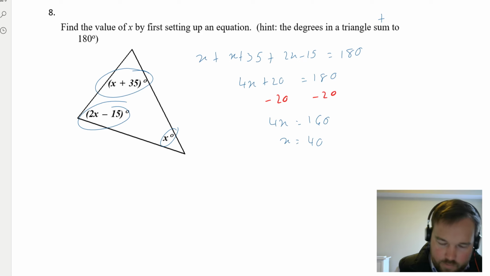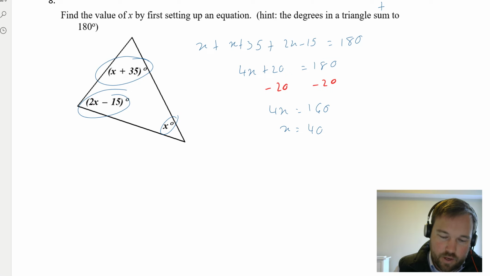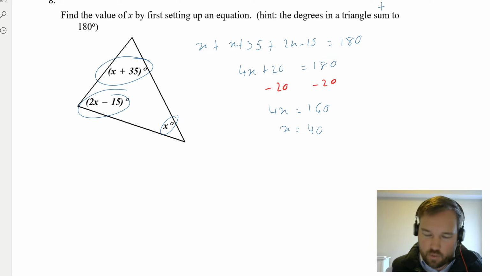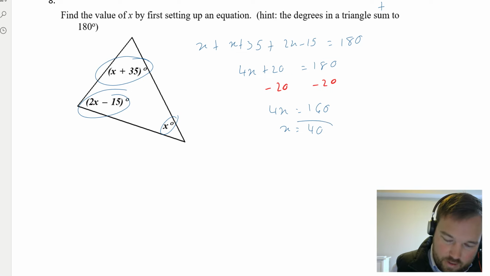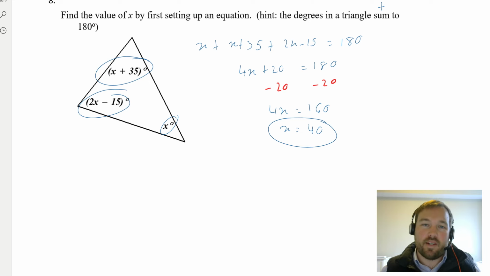x equals 40. However, here's the trap. Lots of students... Actually, no. There's no trap. Ignore me. I was thinking of a different question. Find the value of x. There it is. That's all we've been asked for. I thought the question was going to ask, find the angles inside the triangle.